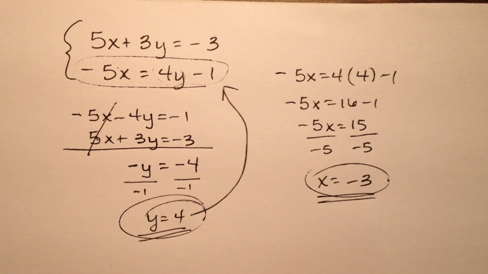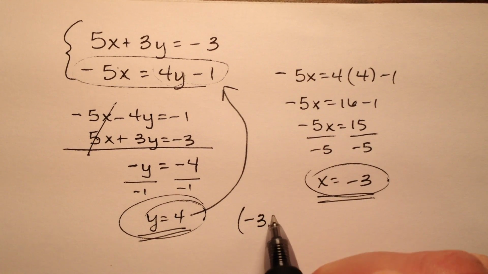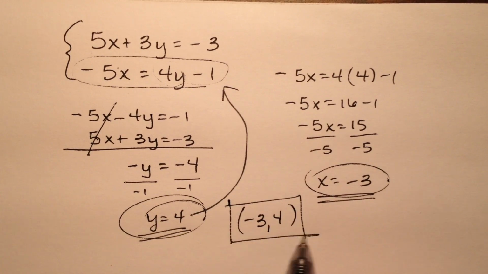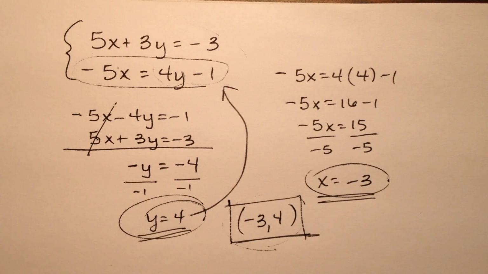So now I have determined the values for each of my variables, x and y. So I'm going to write them as an ordered pair, negative 3, 4. And this ordered pair functions as the solution for this linear system.